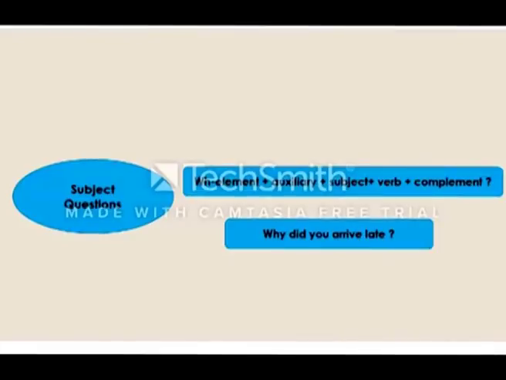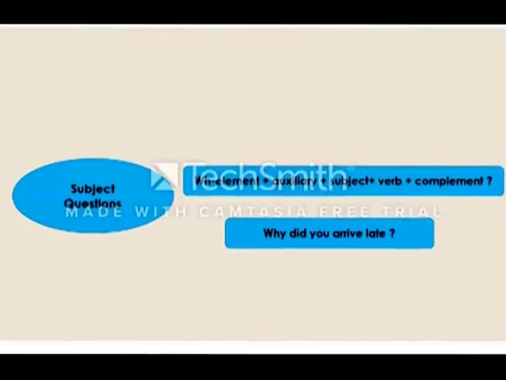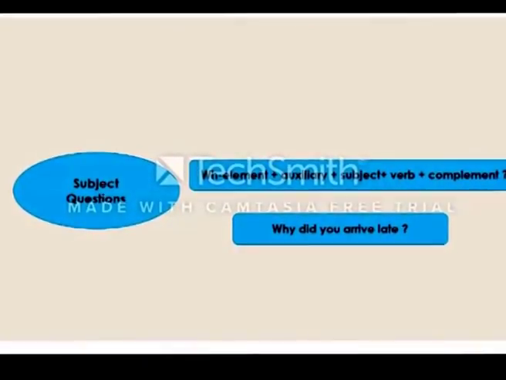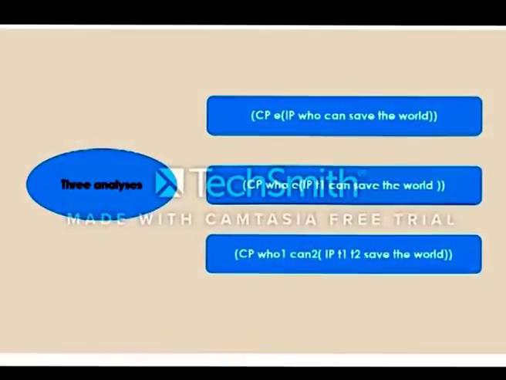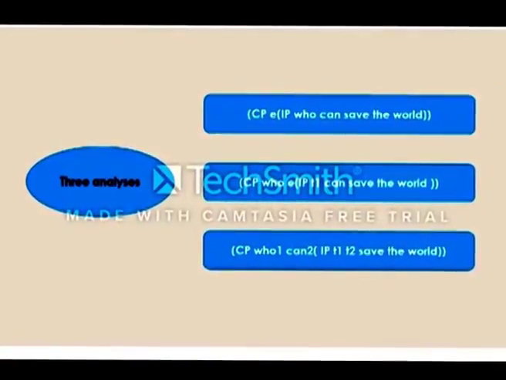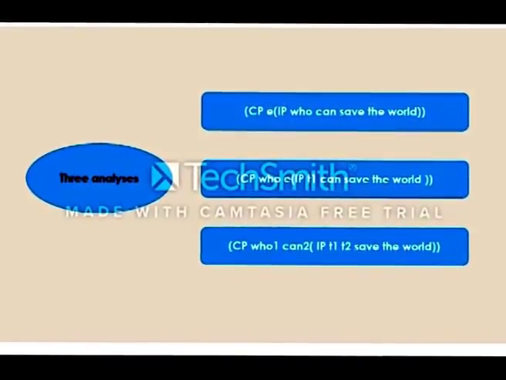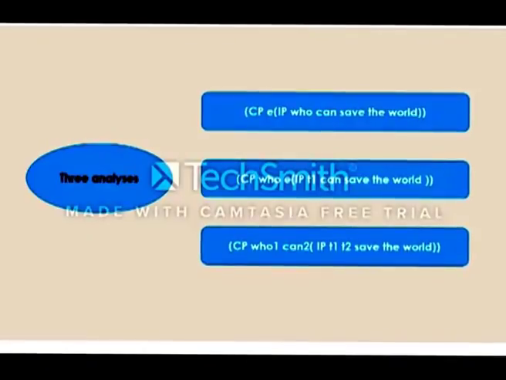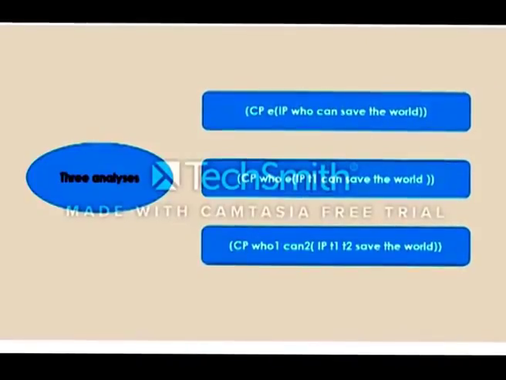This is a normal question, but when it is the main clause subject that is the focus of the question, things are no longer so clear. Here the word order is consistent with at least three analyses, as we can see here. In the first one, the complement phrase is inside it. We have the modal and the verb say.